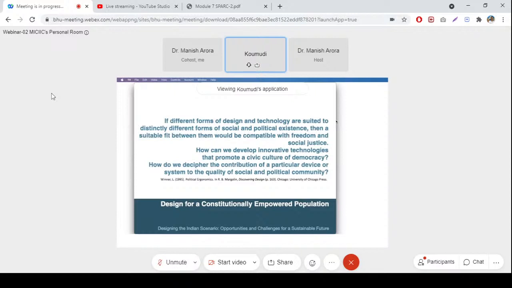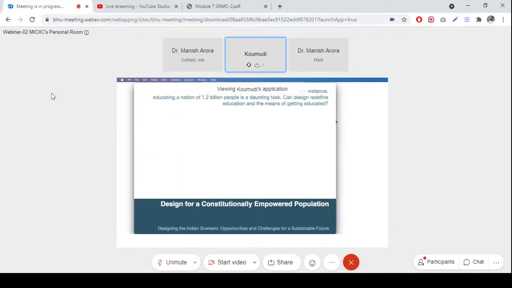How can we develop innovative technologies that promote a civic culture of democracy? How do we decipher the contribution of a particular device or system to the quality of social and political community? Technology and policy can together create appropriate designs to respond to these new development challenges and opportunities. For instance, educating a nation of 1.2 billion people is a daunting task. Can design redefine education and the means of getting educated?